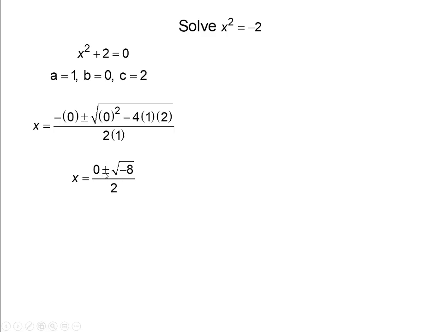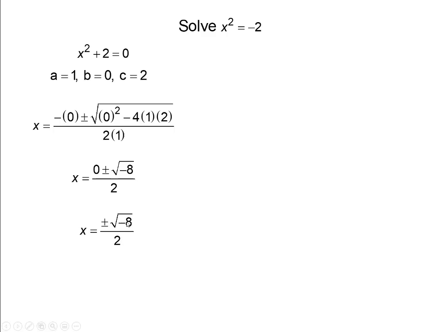People like to call it the plus minus symbol, and that's okay until you get to something like this. It's really much more a positive and negative idea, because 0 plus root negative 8 and 0 minus root negative 8 would just be root negative 8. On the other hand, we're going to have two answers here, and so we really want to see this as a positive and negative answer.